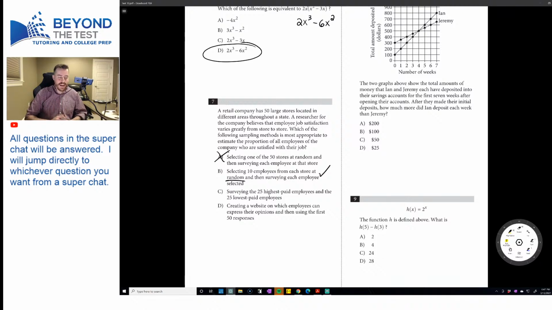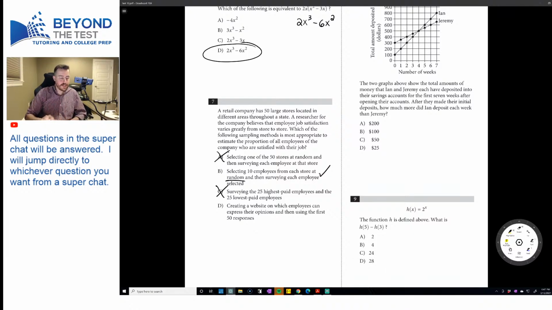C, surveying the 25 highest paid employees and the 25 lowest paid employees. Is that going to give you a good feel for the entire company? No. Because the 25 highest employees might be biased in a certain way, and the 25 lowest might be biased in a certain way. And when you're doing a survey or sample, you do not want any kind of bias. So that's going to be out here.